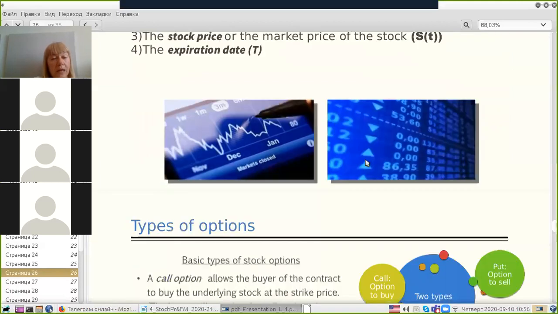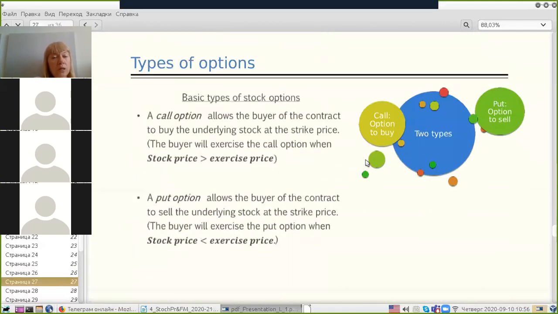And a few words about the types of options. There are two types of option: put option and call option. Shortly, a put option is the right to sell, and a call option is the right to buy.